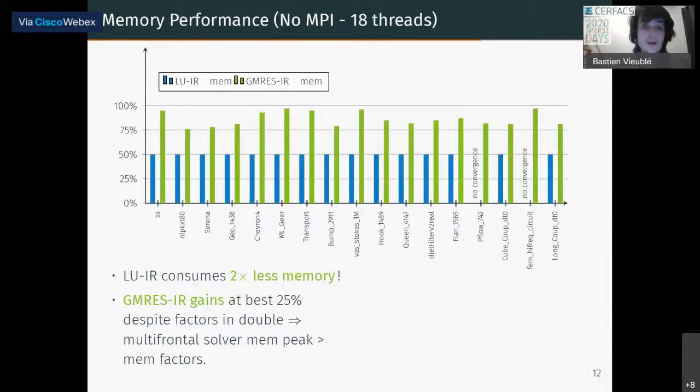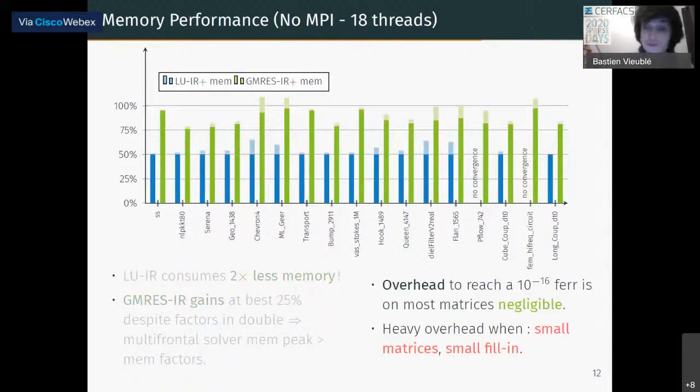First, in terms of memory, what I display is the memory consumption of LUIR and GMRIR over 17 large SuiteSparse matrices, the whole normalized by DMUMPS. We first see that LUIR consumes each time when it does converge 2 times less memory, which makes it a great variant to save memory. Also, interestingly, GMRIR5 gains over DMUMPS, at best on this set 25%, despite the fact that its factors are also in double. And this is possible because in a multifrontal solver, the memory peak of the factorization is higher than the memory of the factors. Then GMRIR5 can gain on the difference between the memory peak and the memory of the factors. It may not be true for other kinds of sparse solvers.